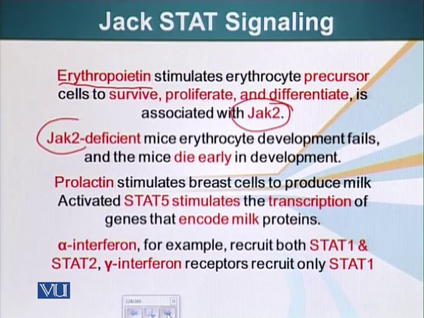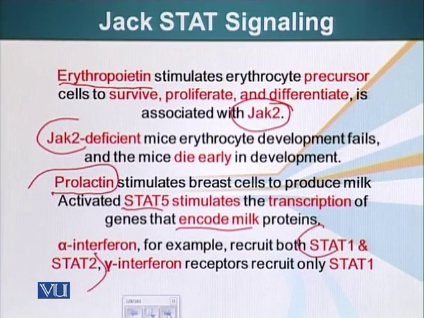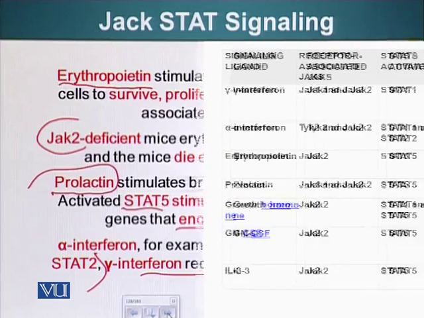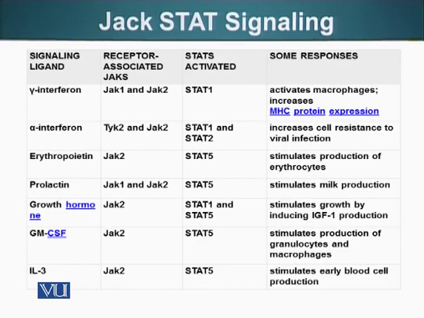Prolactin is another signaling molecule that stimulates JAK-STAT system. It results in production of milk. It activates STAT5 molecules. STAT5 molecules stimulate the transcription of genes that encode milk proteins, for example. Alpha interferon, we talked about gamma interferon. It activates both STAT1 and STAT2. However, gamma interferon just activates STAT1 molecule. So here is an example of how the signaling molecules that activate different JAKs and different STATs are presented on the screen.